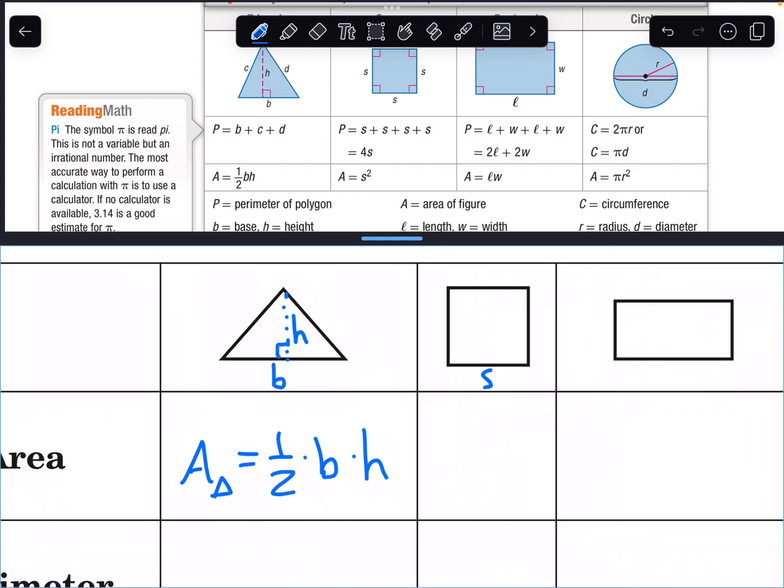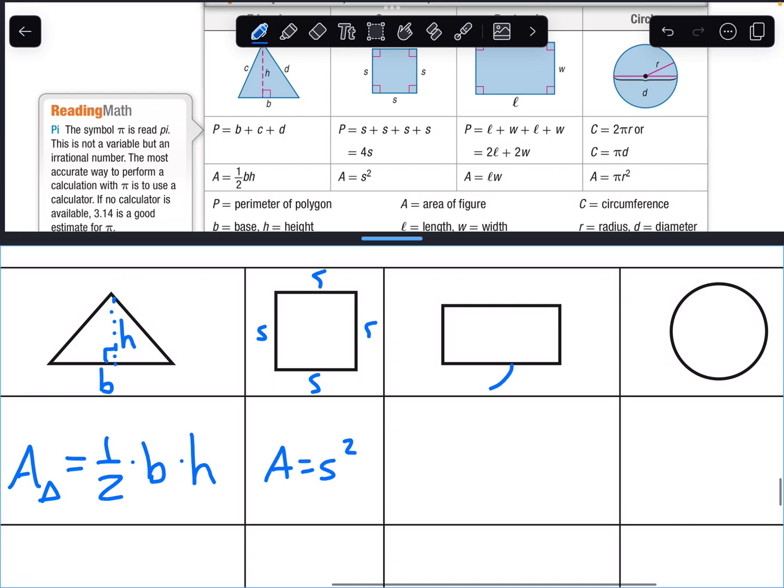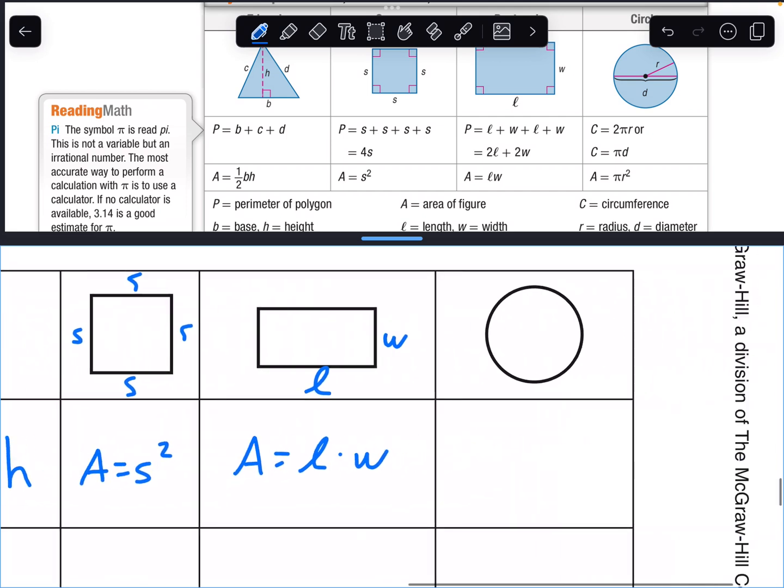The square has sides S. Area is S squared. Rectangle has length and width. Area was length times width. And the circle has only one necessary measurement. That's radius. Area was pi times r squared.